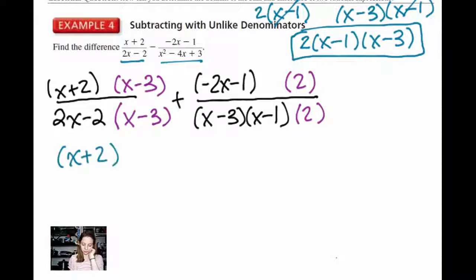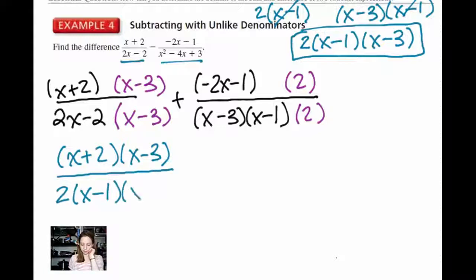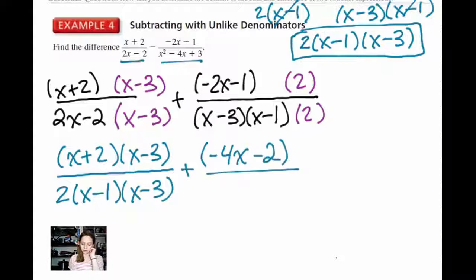x plus 2 times x minus 3 all over 2 times x minus 1 times x minus 3. I'm going to keep everything factored. Maybe it'll help me at the end when I have to simplify it. And then I have negative 4x minus 2 all over 2 times x minus 1 times x minus 3. I have common denominators. Now I see that I'm going to be adding the numerators, so I'm going to take that back. I'm actually going to FOIL the first numerator so that I can then combine like terms.